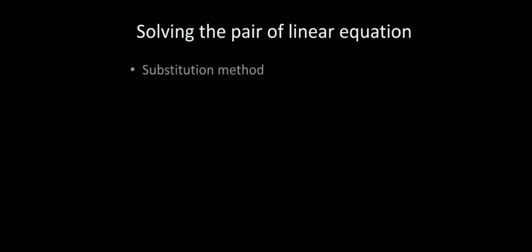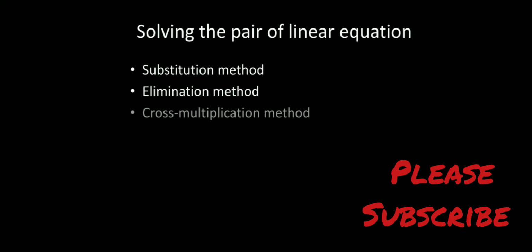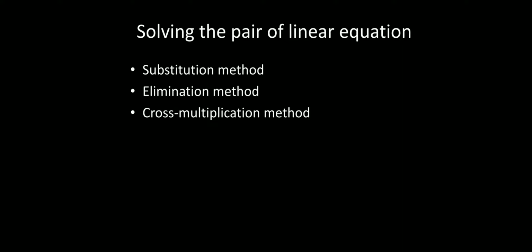Now, how to solve a pair of equations to find the value of x and y? There are three methods for this. So let me introduce them to you. First one is the substitution method, in which we take out the value of x from an equation and put that value of x in the other equation, so that the equation we use to find the answer has a single variable, either x or y.